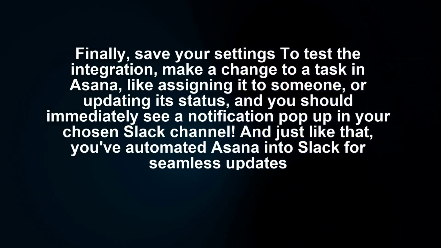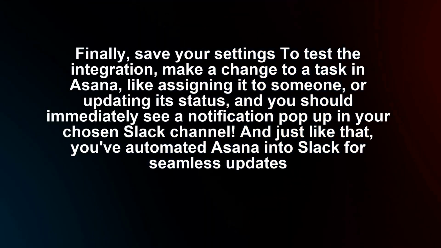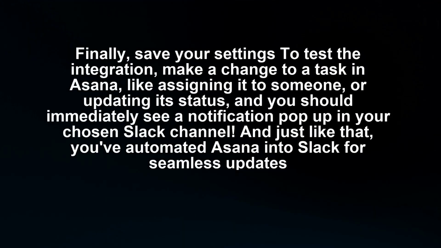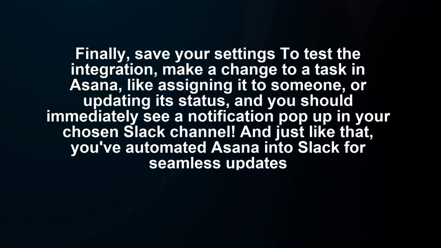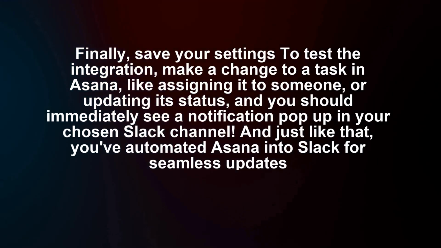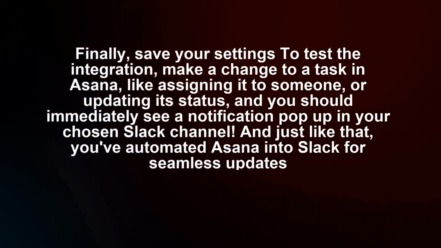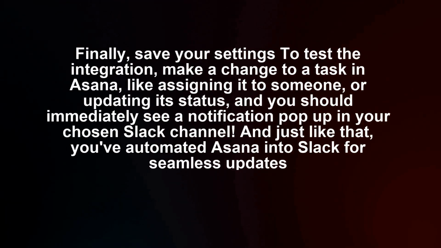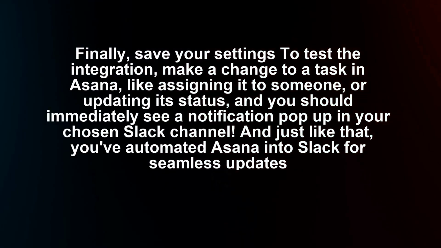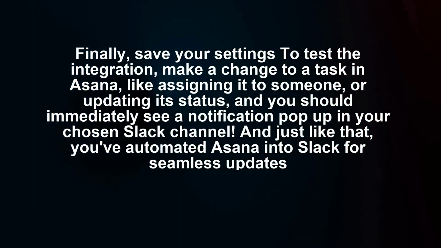Finally, save your settings to test the integration. Make a change to a task in Asana, like assigning it to someone or updating its status, and you should immediately see a notification pop up in your chosen Slack channel. And just like that, you've automated Asana into Slack for seamless updates.